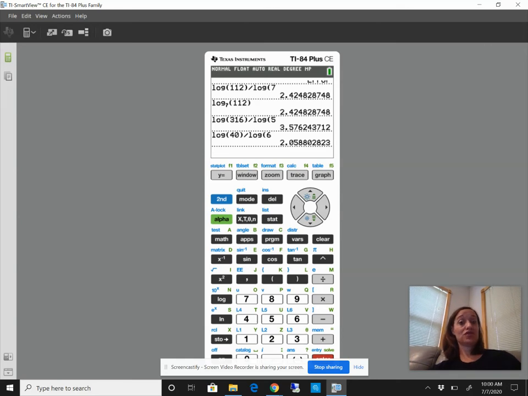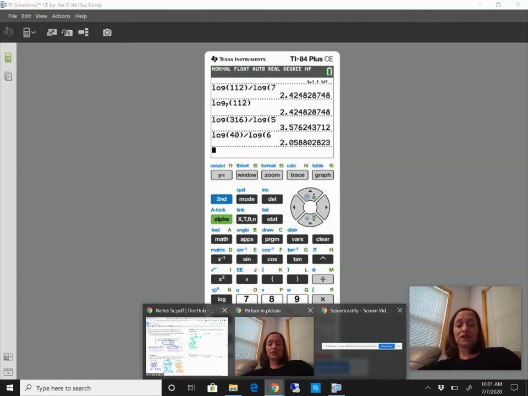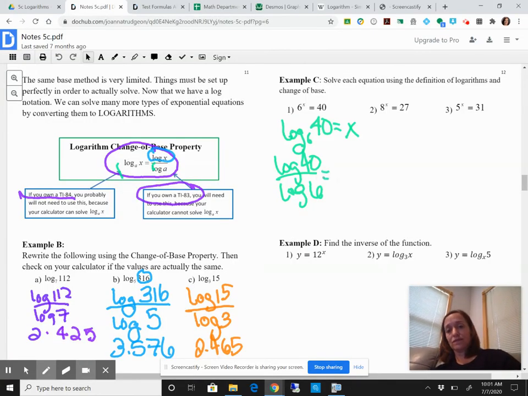2.059. That was just a little bit bigger than 2. Remember, we said it was a little bit bigger. 40 is just a little bit bigger than 36. So 2.059, that's what x is.